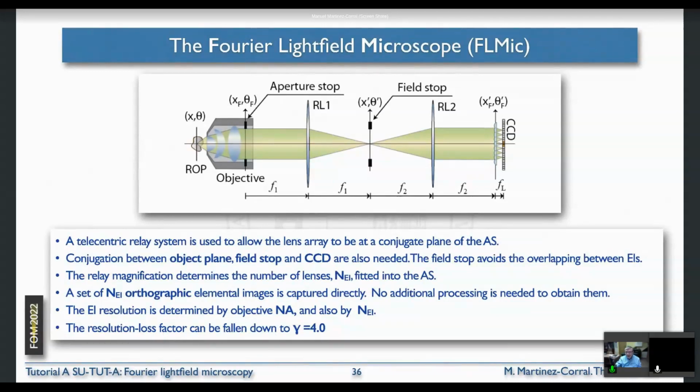On the other hand, the microlens array is conjugated with the field stop. So the magnification of the relay is determining how many microlenses we are fitting inside. So it's determining the number of elemental images. And when you determine the number of elemental images, you are determining indirectly the effective numerical aperture of the system, and therefore the final resolution of collected elemental images.